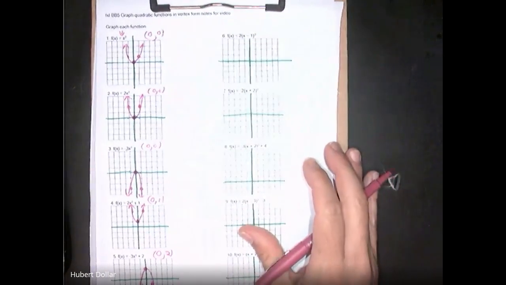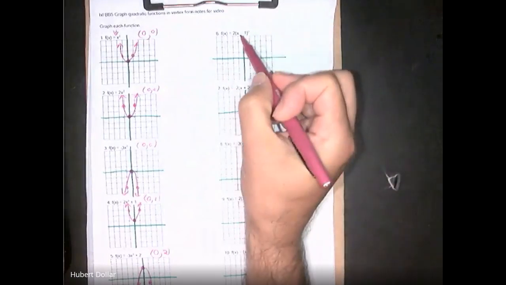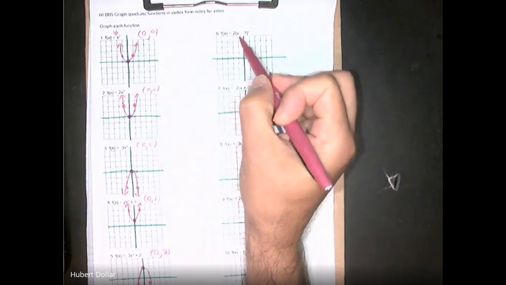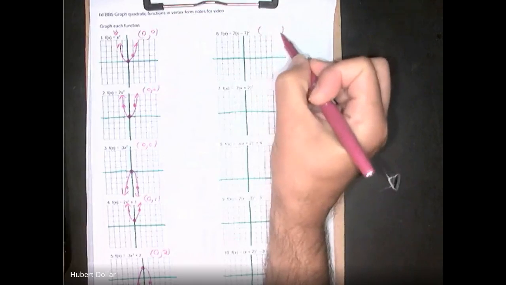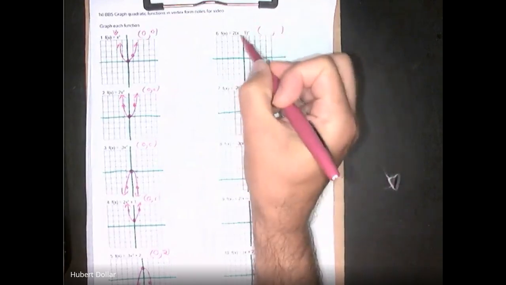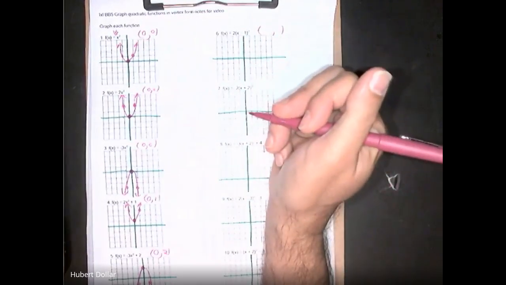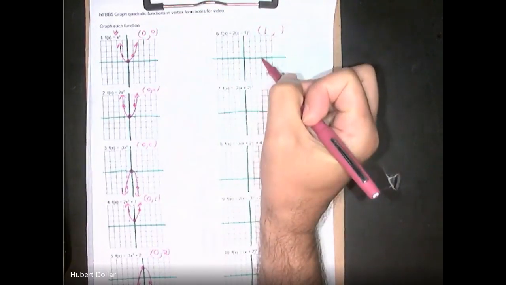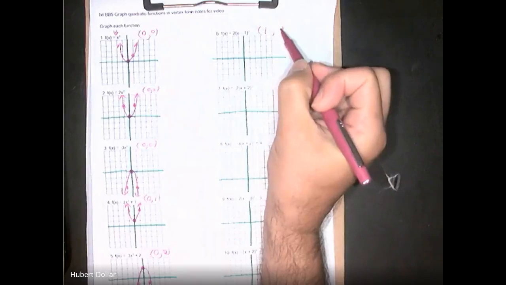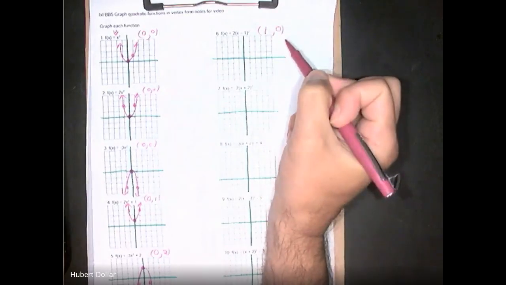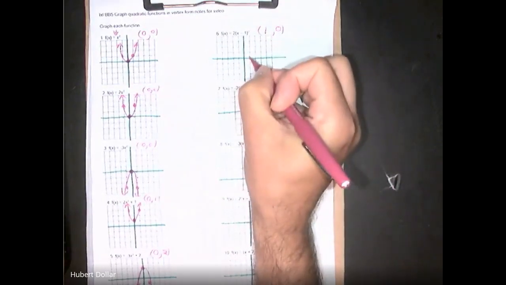Now, in example 6 is where we start adding or subtracting to the x. Now, a little bit confusing. When it's inside parentheses with the x, it's the opposite. So the opposite of a negative 1 is a positive 1. There's nothing behind the x squared, so that means a 0. So the vertex is at 1, 0.